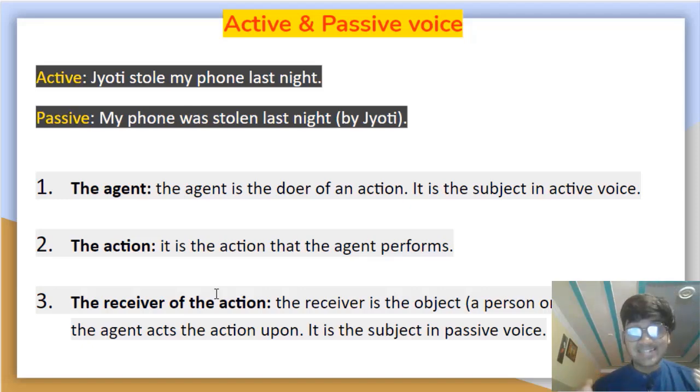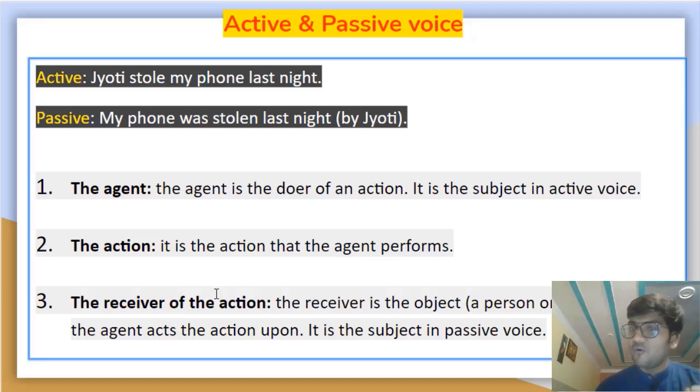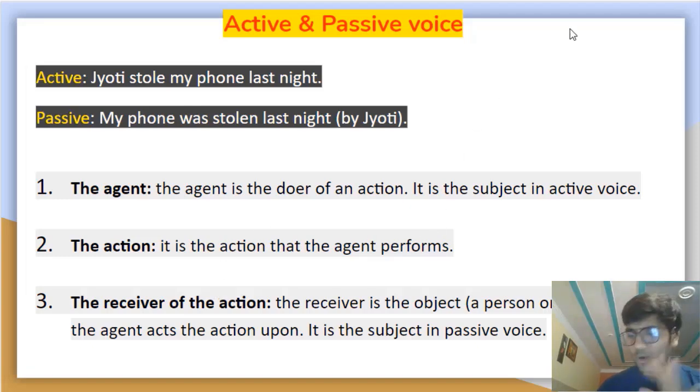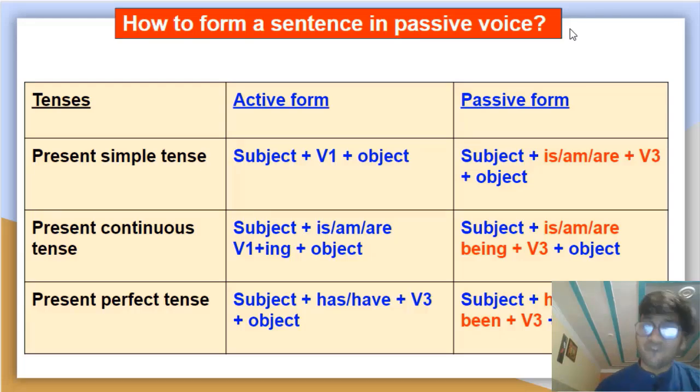Now, when does it happen? When do you want to focus on the receiver of the action? When do we do that? Let's talk about it. Right. Now, before we do that, let's understand how to write sentences, how to form a sentence in passive voice.